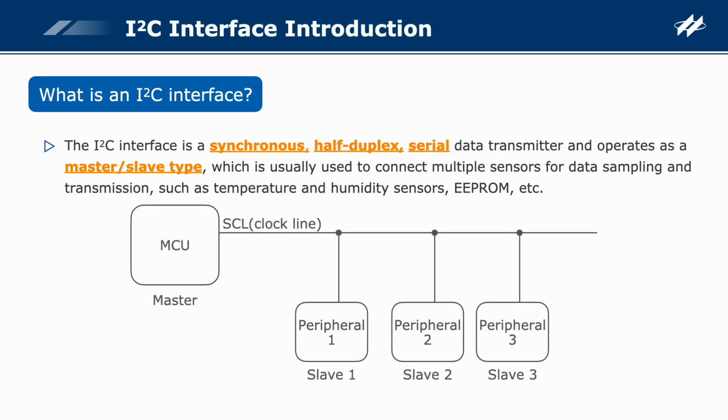The I²C interface uses 2 lines for communication. One is the serial clock line SCL used for clock signal transmission. The clock signal can only be generated by the master and transmitted to the slave, which is unidirectional. The other one is data line SDA used for data transmission. Both master and slave devices can transmit or receive data through the SDA line.